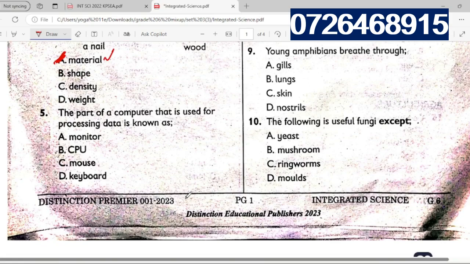The part of a computer that is used for processing data is known as the CPU. The monitor is for display, the keyboard is for typing, and the mouse is for writing, clicking, all of those.